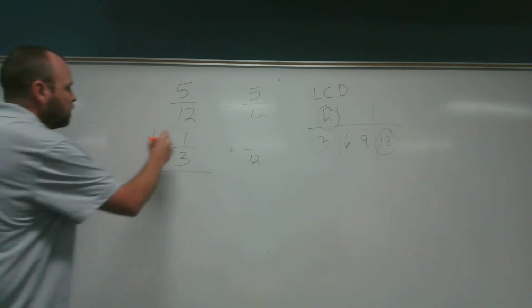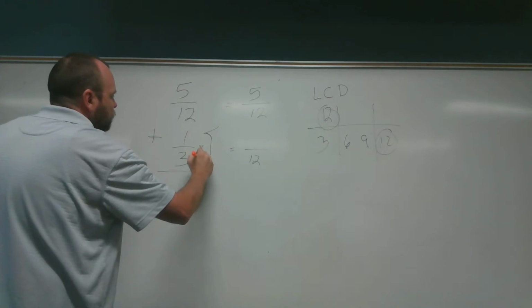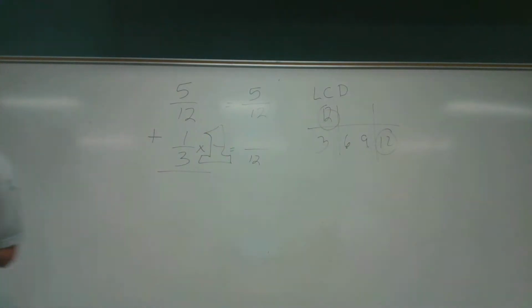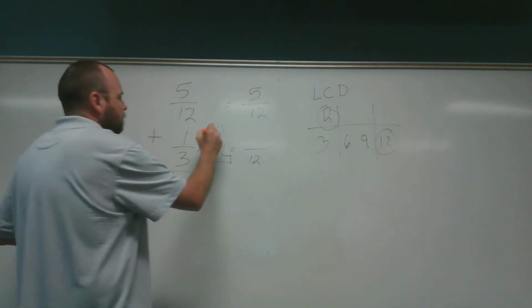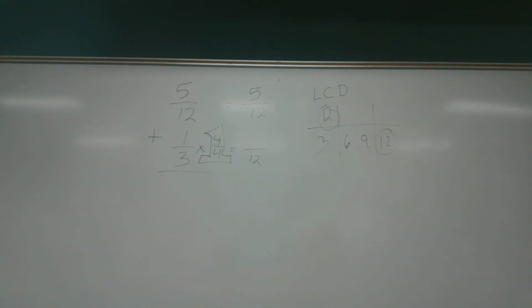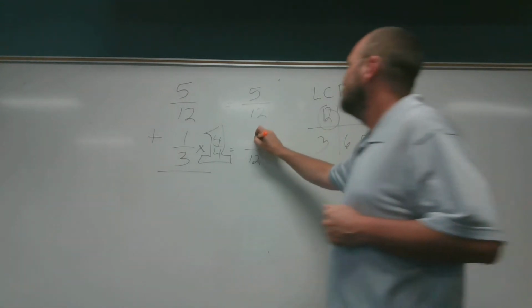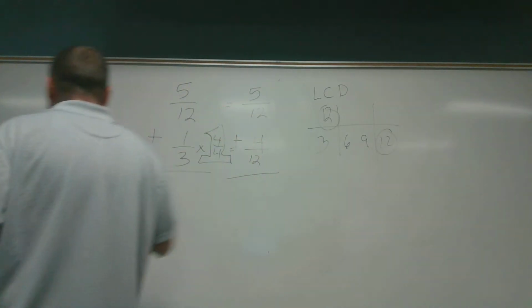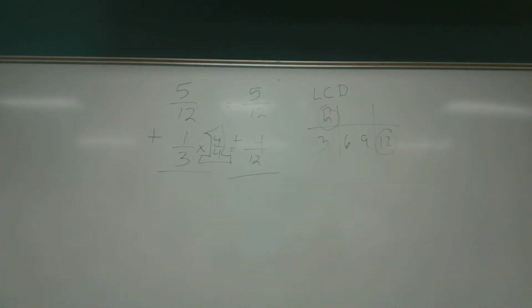Now what do I have to multiply 3 by to get 12? 3 times 4, good. I have to multiply it by a fraction that equals 1, so it has to be 4/4. So what's my new numerator, Joshua? 4. This is an adding problem. So Joshua, 5/12 plus 4/12 is? 9/12.